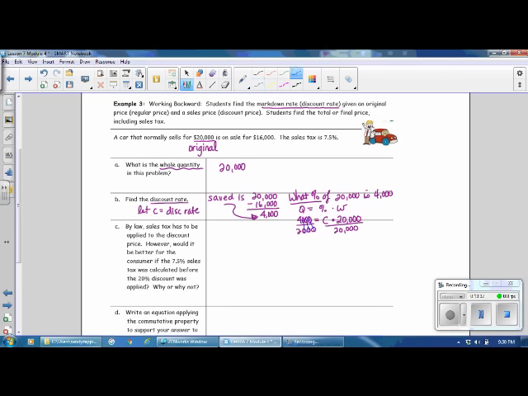That's because you divide by the common factor of 1,000. So that is 4 over 20, which is 1/5, which is 0.2. So we have C equals 0.2, and that would equal 20%. So the discount rate is 20% off.